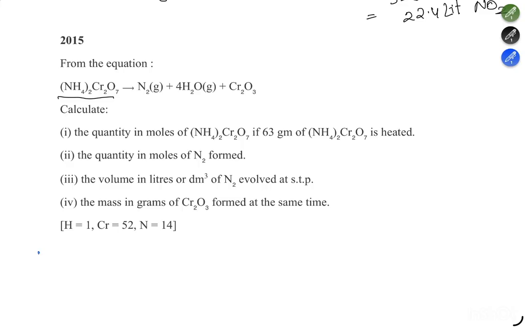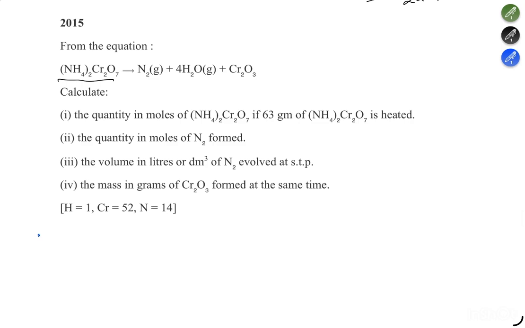So let's solve this question now. The first part, they're asking the quantity in moles of ammonium dichromate if 63 gram of ammonium dichromate is heated. So that is a very direct question.